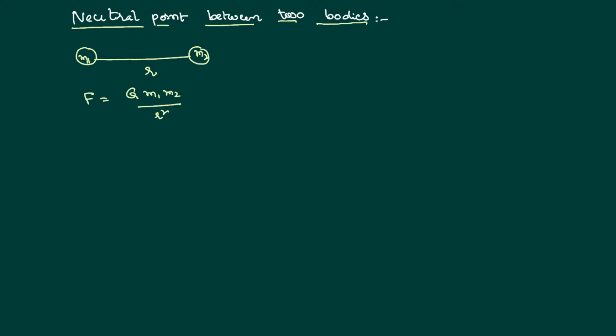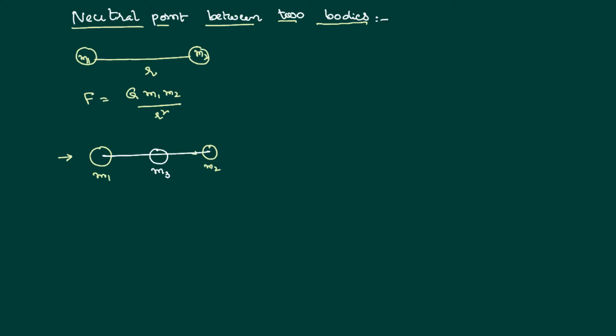Now we would like to identify, say for example, the same two bodies m1 and m2 separated by the same distance. In between the two bodies, in the same line, we want to add a third body m3 such that this newly placed body shall experience zero force, shall not experience any force. Let us see what are the forces acting on this m3 now.